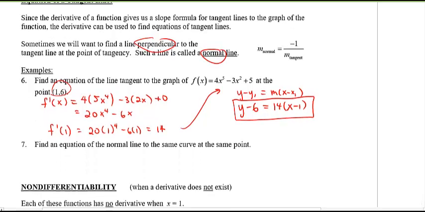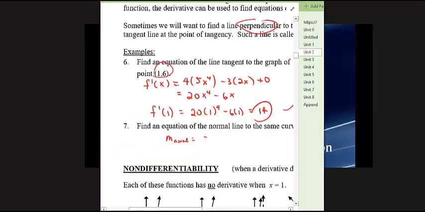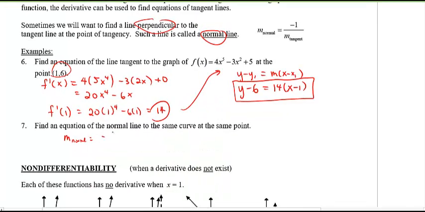Oh, what about this normal line? Well, remember the normal line? So m normal is just the reciprocal. Well, it used to be 14, so not just the reciprocal, my fault. Negative reciprocal. So 1 over negative 14 here. And same idea now. So y minus 6 is just negative 1 over 14, x minus 1. There's my normal line equation.